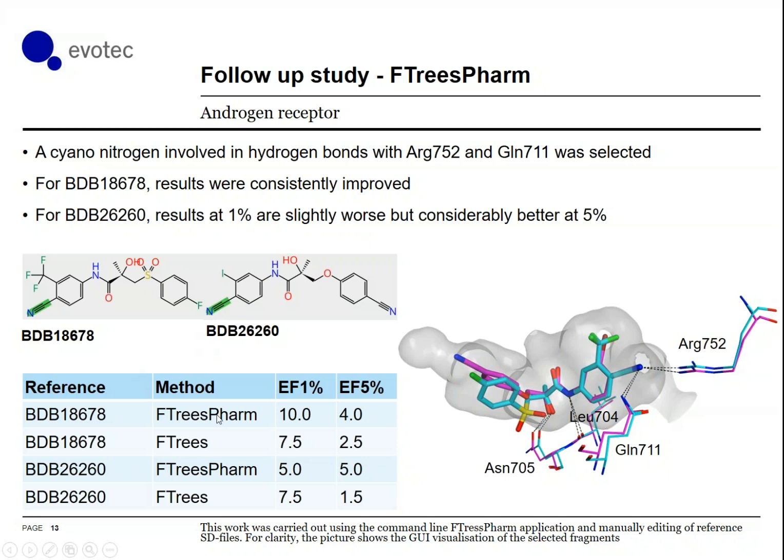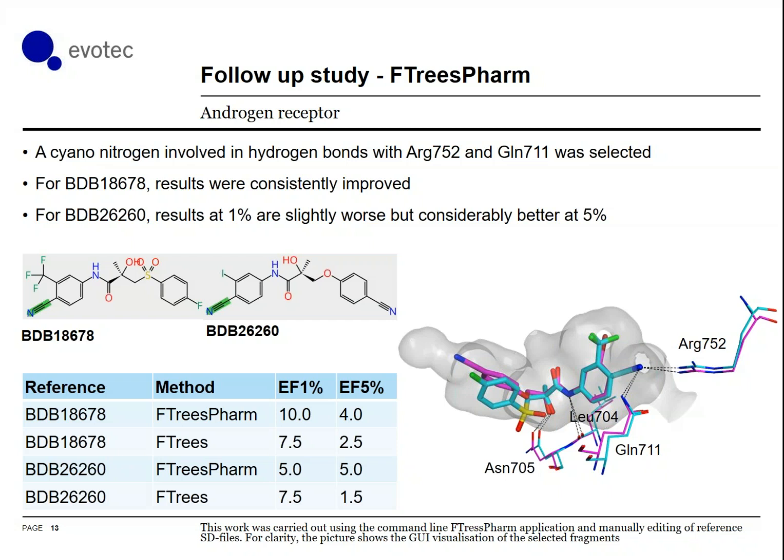And as a result, for the first compound, I already have a high enrichment of actives at 1% with FTrees alone, and by including the pharmacophoric constraint, this has improved slightly to 10. I say slightly because this is, let's say, a high enrichment with FTrees, and I have again a high enrichment with FTrees-FS. But then I think that the 5% starts to be a little more significant because from 2.5 with FTrees alone, it improves to 4, so it's almost double, let's say, with FTrees-FS.